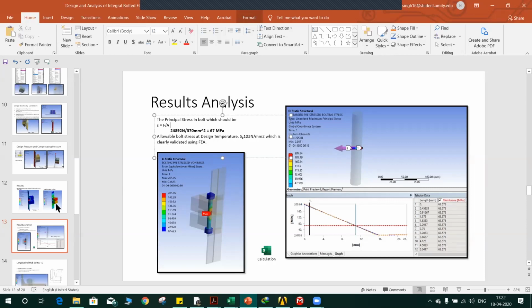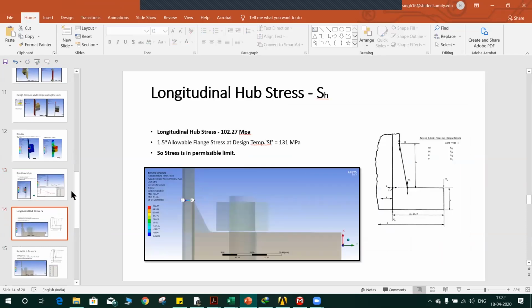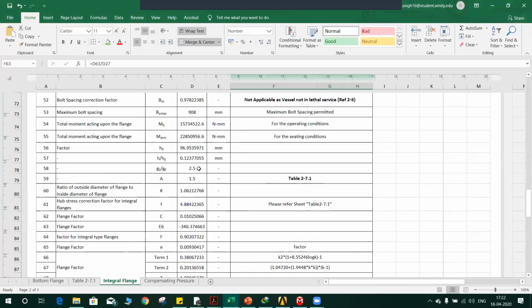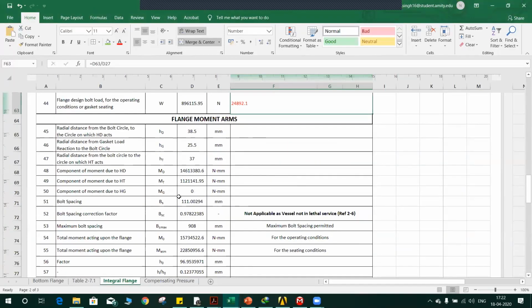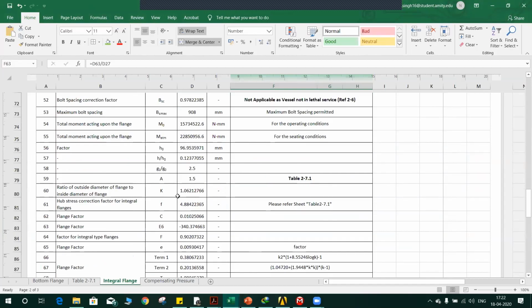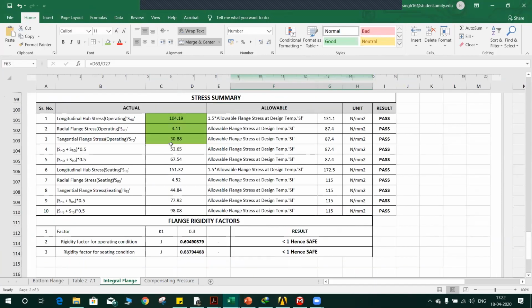megapascals, which I calculated. Now moving on to the longitudinal hub stresses, which I need to compare. There are three important stresses which I need to compare. Firstly, I'll show you the analytical calculation. Basically, these are flange moment arms, which will finally create the stresses. There are so many factors which are all imported from the ASME guidelines, so skipping them, I would like to go to the stress summary.